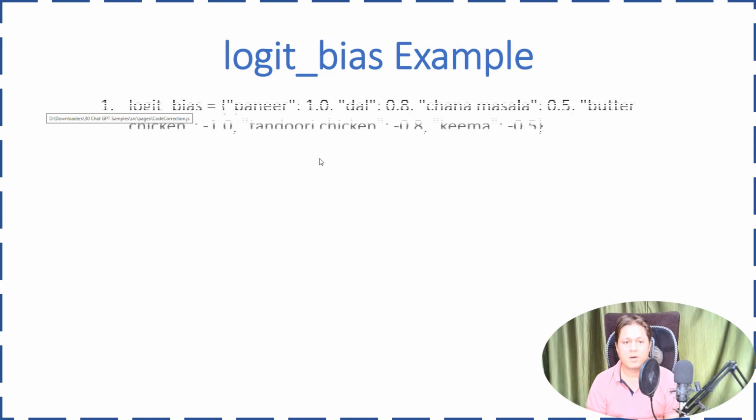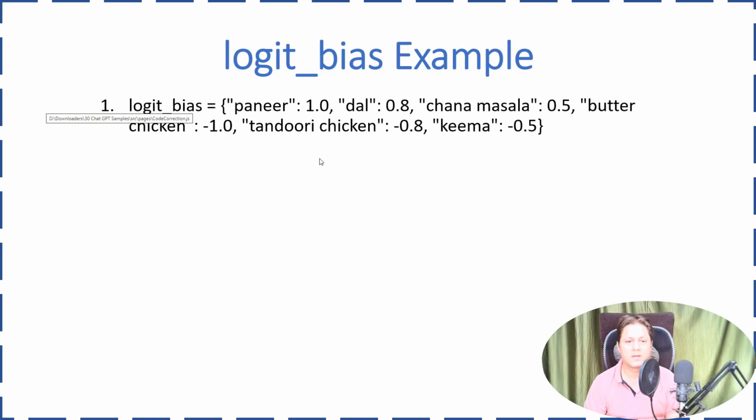So how can we change the setting? This is the example. Let's say there is Indian food. I am talking about some Indian food wherein I want to highlight the vegetarian stuff. What I will do is I have given paneer 1.0, dal 0.8, that means greater than 0, a positive value. Chana masala 0.5, butter chicken minus 1.0, that means it's negative. But why? Because it's non-veg. Tandoori chicken minus 0.8, keema minus 0.5.